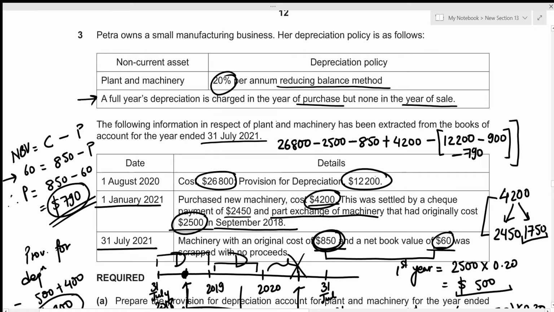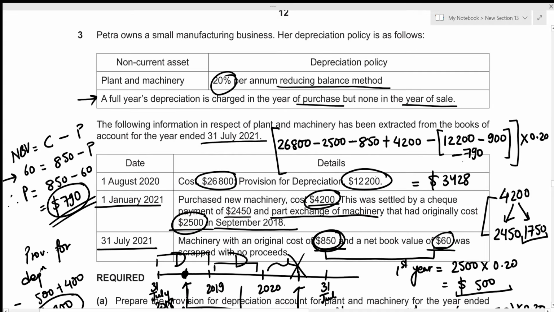Now we will charge our rate. So we're just going to multiply it with the rate of 20%, which we can write down as 0.20. Okay, so the depreciation charge is just going to be 26,800 minus 2,500 minus 850 plus 4,200 minus, and the remaining terms are under a bracket. So that's going to be 12,200 minus 900 minus 790 times 20%, which gives our depreciation charge for the year to be 3,428.